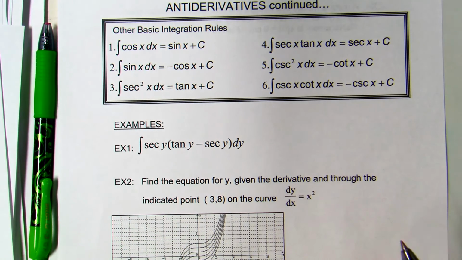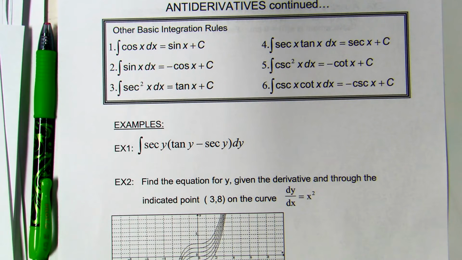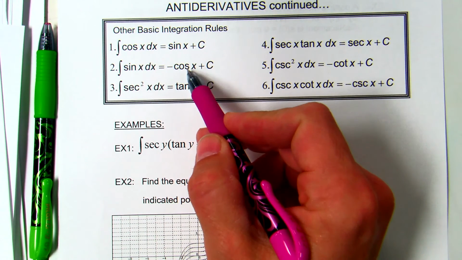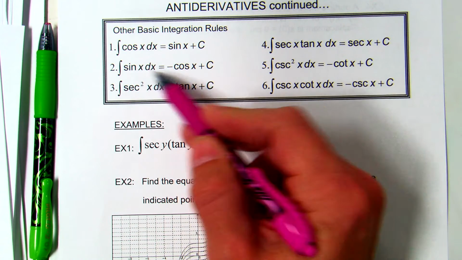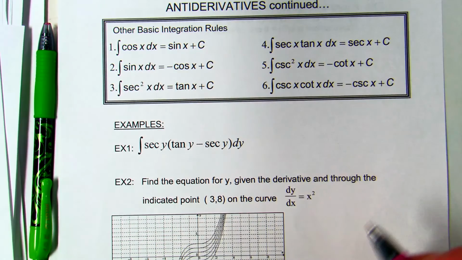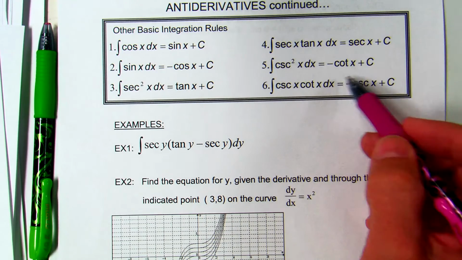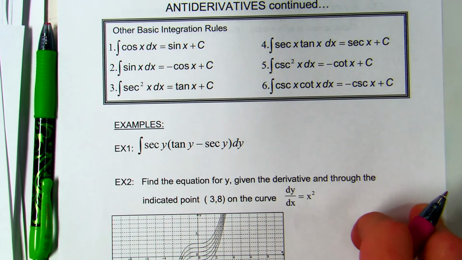Again, these are going backwards. So instead of taking the derivative of something, now we're going backwards. Just remember, what is the derivative of tan x? Well, it's secant squared x. The derivative of sine x is cosine. The derivative of cosine is sine, but because this is negative, it makes it a positive sign. And you can see the rest of these, 4, 5, and 6, different basic identities or rules for integration.